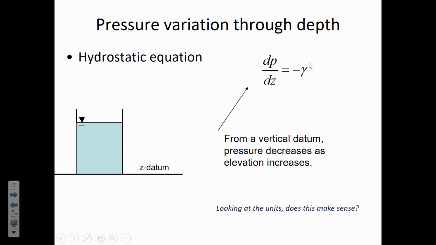So in other words, if we rearrange this equation, if we have the dz and multiply it by the gamma, then it will tell us the dp. The change in pressure is the unit weight multiplied by the dz. And just again, the negative sign there is to remind us that the pressure increases as the elevation decreases.